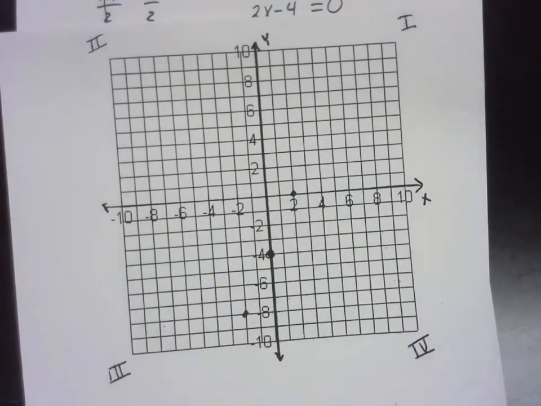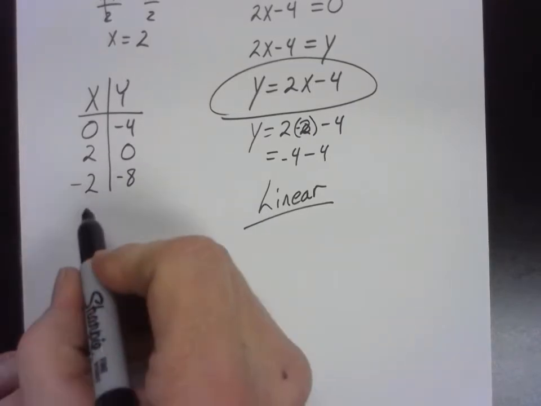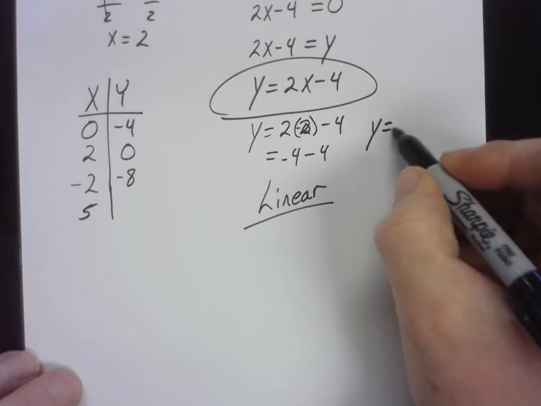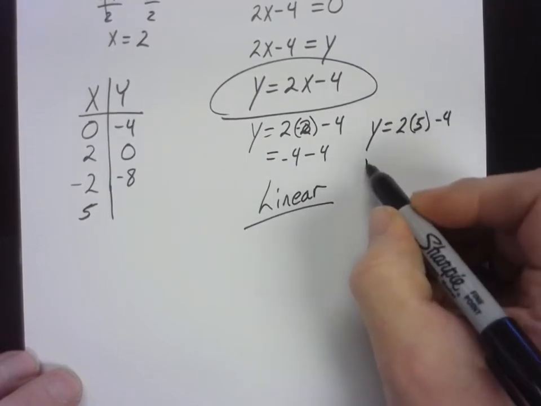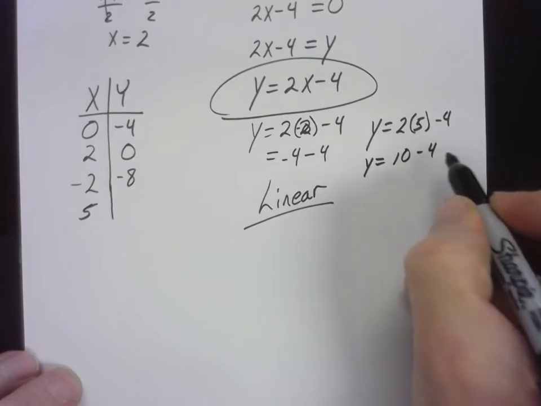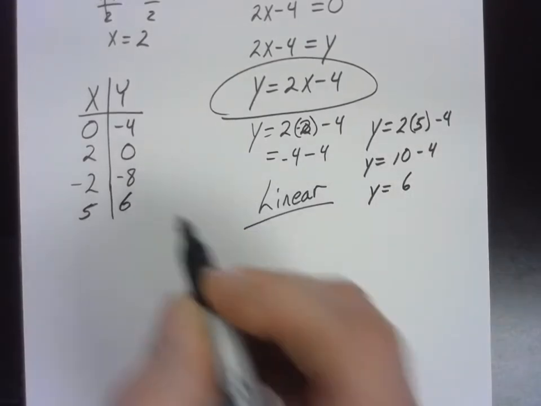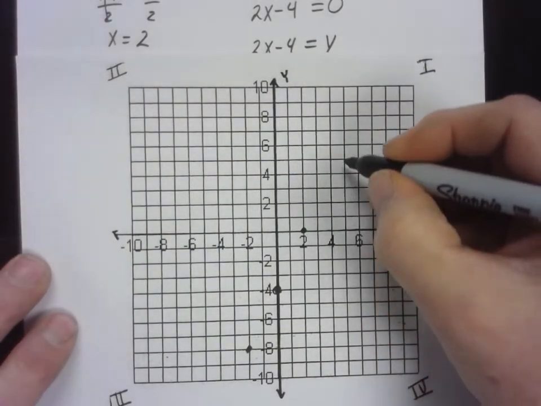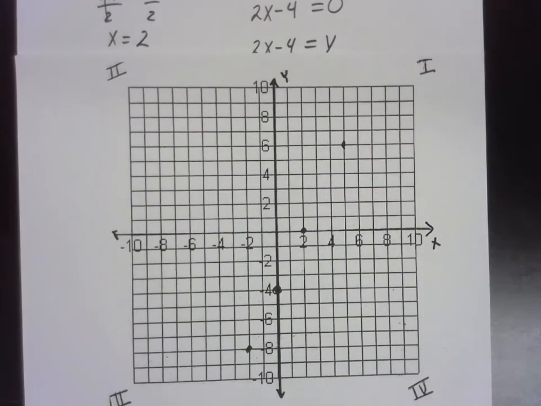Okay. Now, what would happen if someone else, like Jem's like, you guys are stupid, I'm putting a 5 in. Yeah. So she's like, okay, y equals 2 times 5 subtract 4, which is 10 subtract 4, or? Okay. And Jem graphs the point 5, 6. Does it still line up? Yeah, it's still on the same line, isn't it?